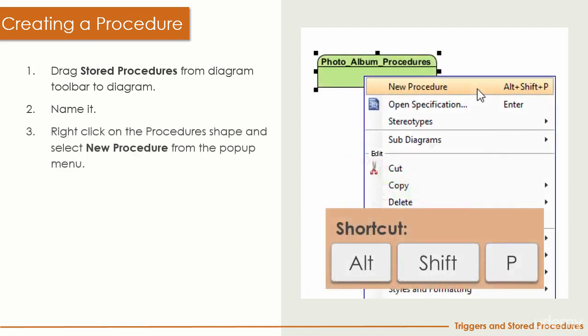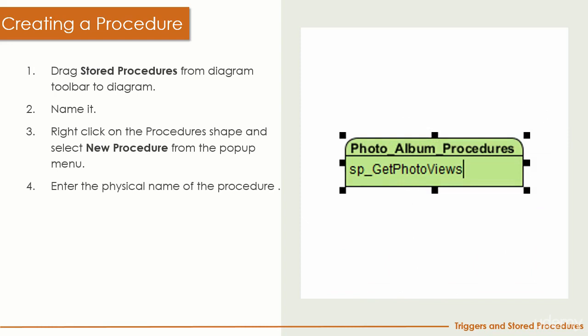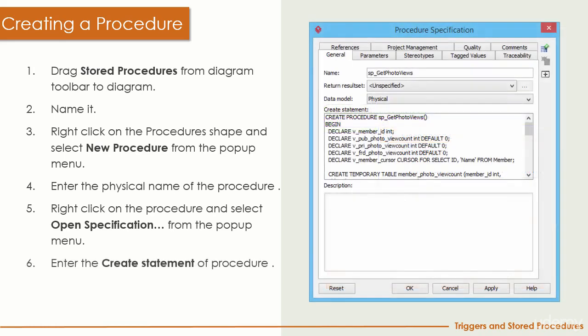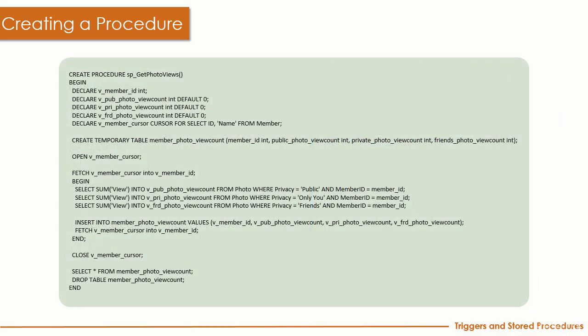Then you right click to create a new procedure, or use Alt+Shift+P as a shortcut. Then enter the name and open the specification, or hit the enter key. Then you will see the dialog box of the specification. You can see the procedure. You can write the procedure like that.